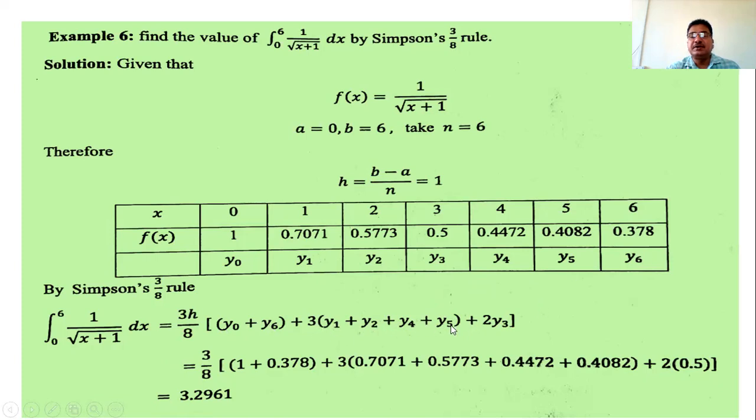So we have these values in the bracket, plus 2 times the values of y whose suffixes are 3 or multiples of 3, and that is only y3. y6 has a suffix that is a multiple of 3, but it is in the first bracket, so except first and last, y6 is not included in this bracket. Substitute all these values of y0 to y6 in this formula. What we have is the answer 3.2961.